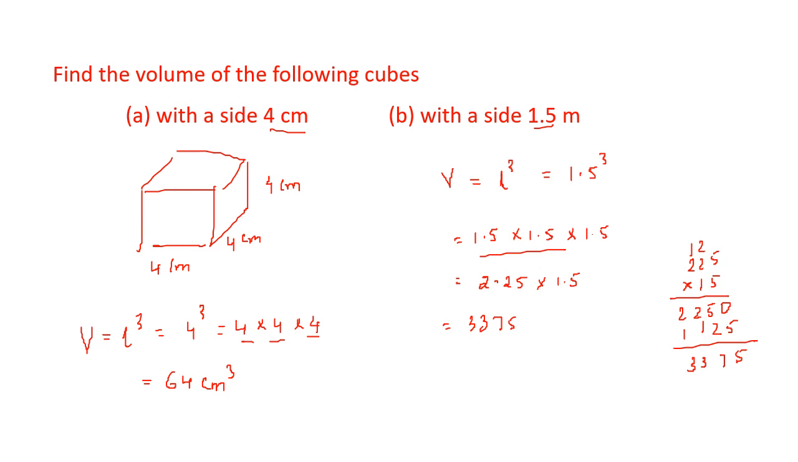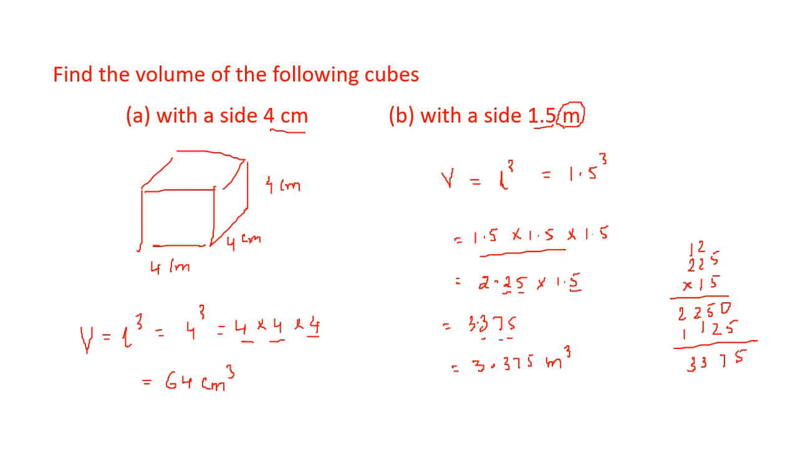How many digits have a decimal point? 1, 2 and 3. So we count 1, 2 and 3 and put the point. So the answer is 3.375 meter cube. Because the length, breadth, height is in meter, we get the answer in meter cube. So two very simple formulas for the day. I hope you have understood the concept of volume.